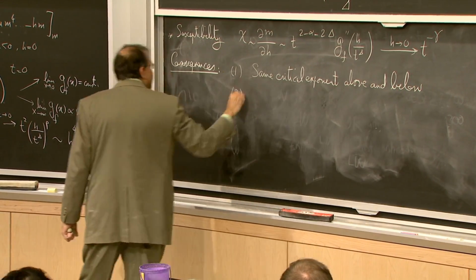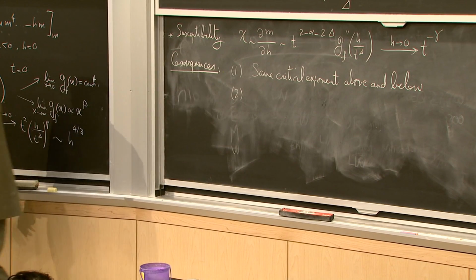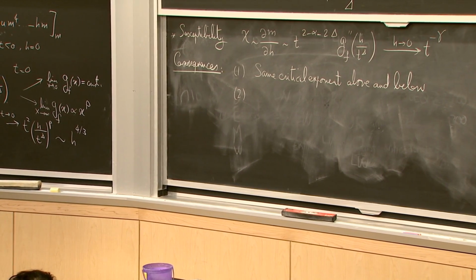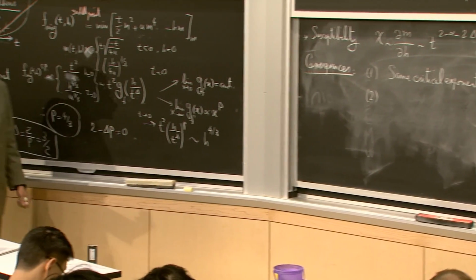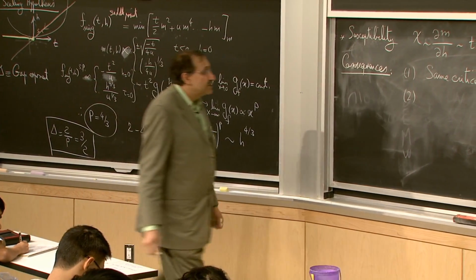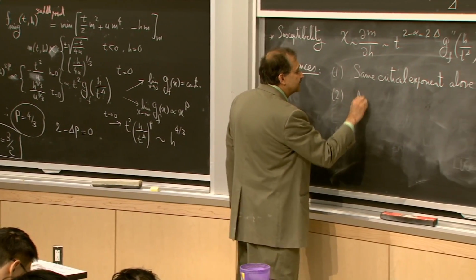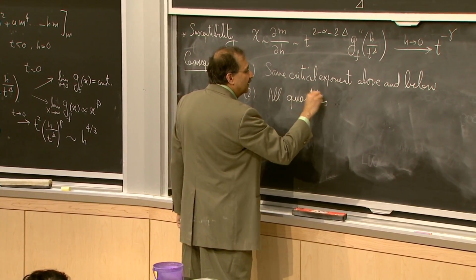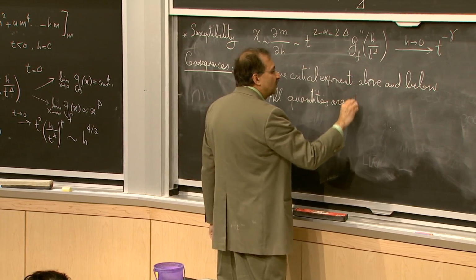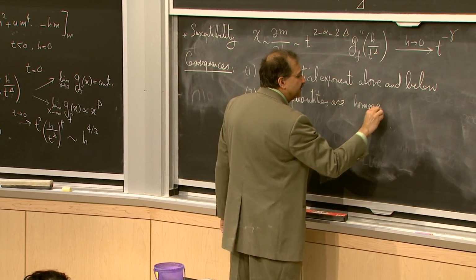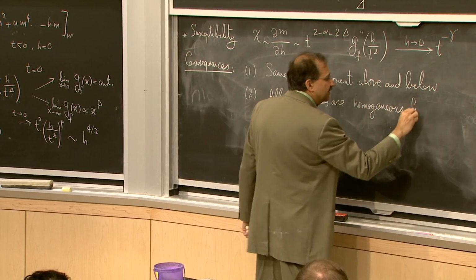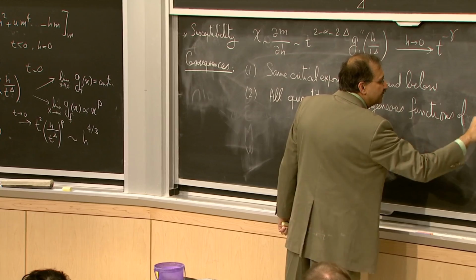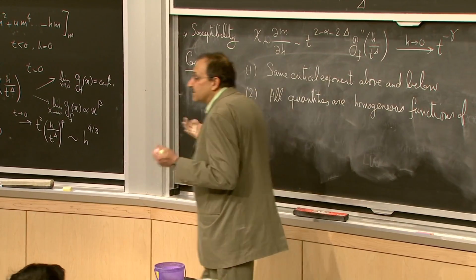Now, since various quantities of interest are obtained by taking derivatives of our homogeneous function and they turn into homogeneous functions, we conclude that all quantities are homogeneous functions of the same combination h t to the delta. Same delta governs it.